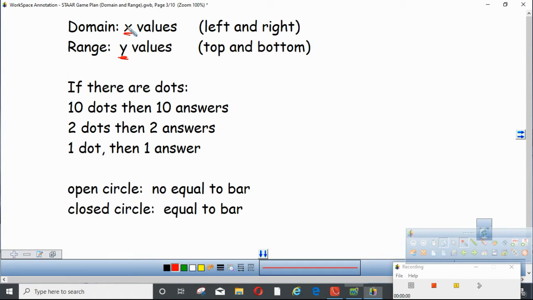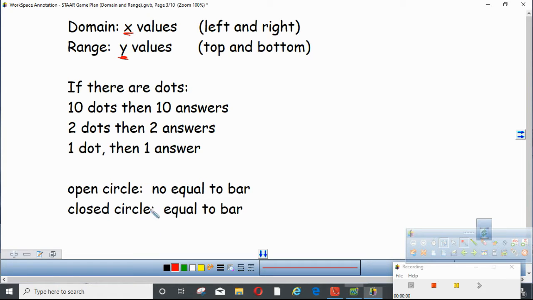And so once again, if you know that domain goes with X and range goes with Y, you should be able to do this. Also, if there's a picture, if there's dots on there, it's always good to count the dots, because if there's 10 dots, then there should be 10 answers. If there's 2 dots, 2 answers, 1 dot, 1 answer.